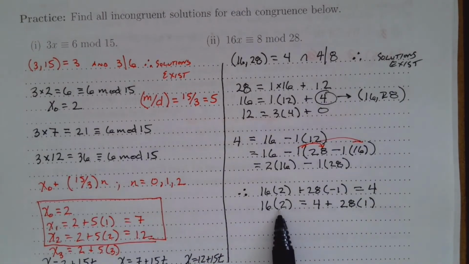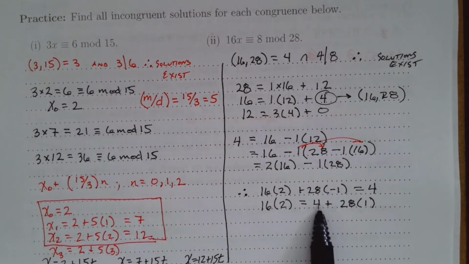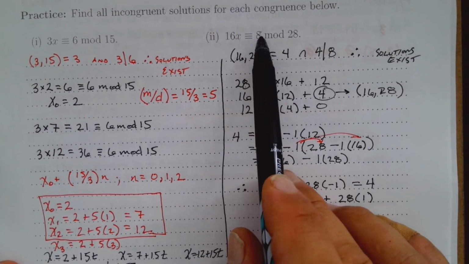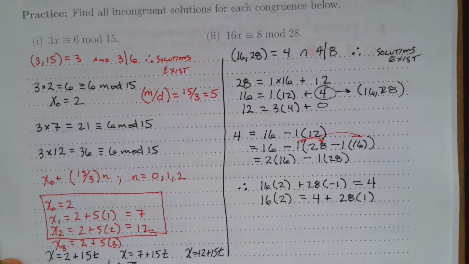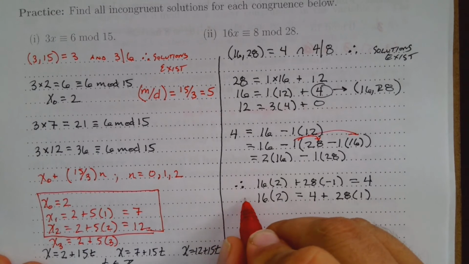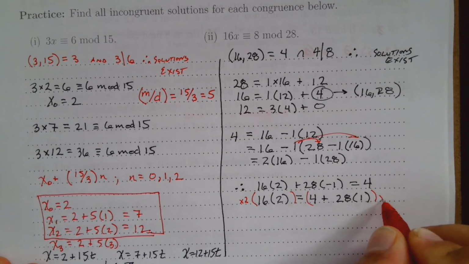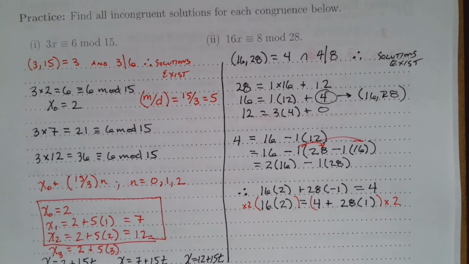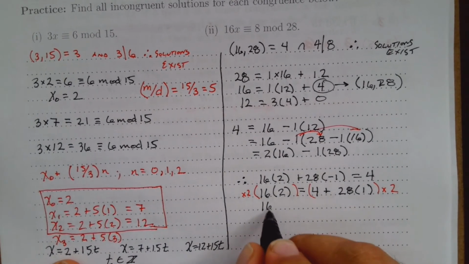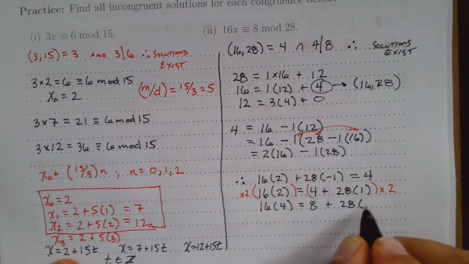That means that 16 times 2 on division by 28 has a remainder of 4. Well, what do I need to have a remainder of? I need to have a remainder of 8. How can I make that happen? I'm going to multiply everything in my equation by 2. Do to the left side, do to the right side. That gives me 16 times 4 is equivalent to 8 plus 28 times 2.